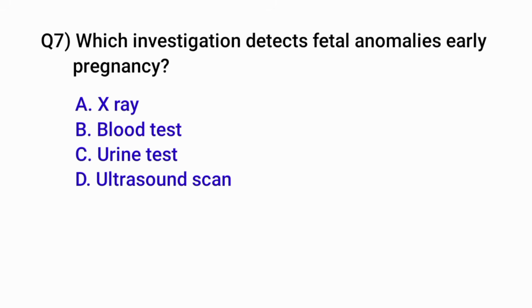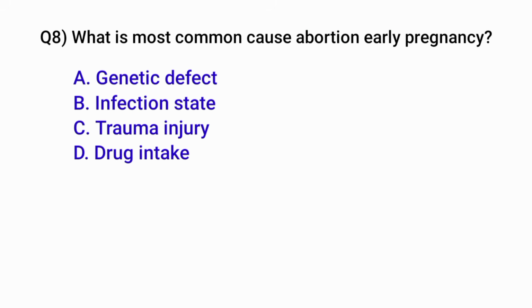Question number 7. Which investigation detects fetal anomalies in early pregnancy? Correct option is D, ultrasound scan. Question number 8. What is the most common cause of abortion in early pregnancy? Correct option is A, genetic defect.